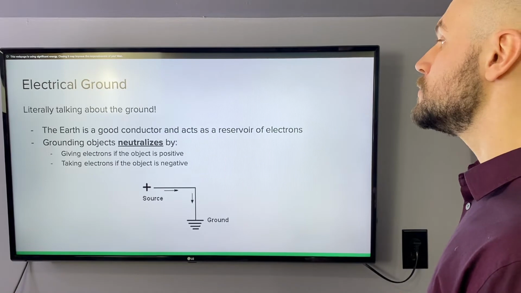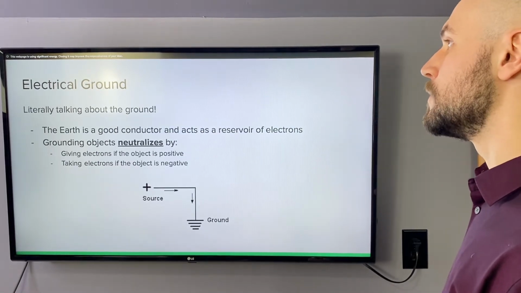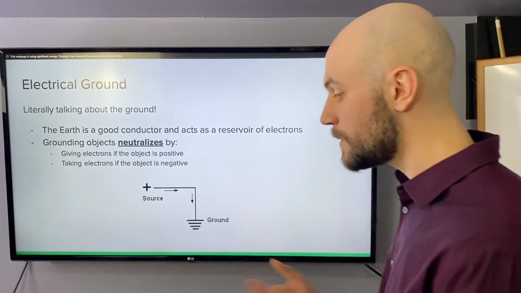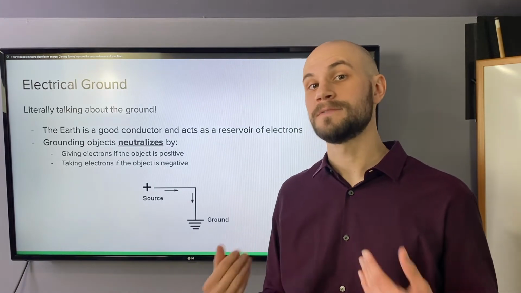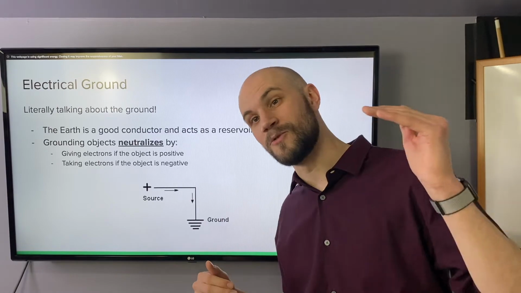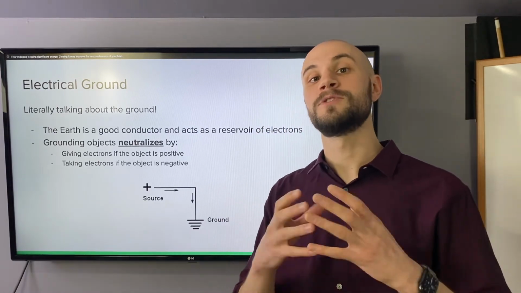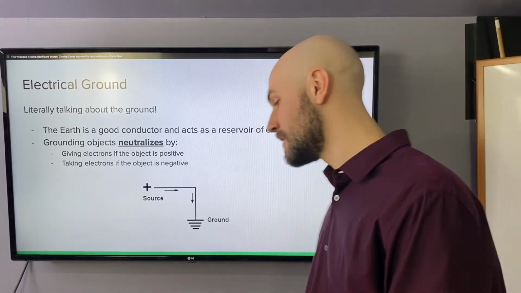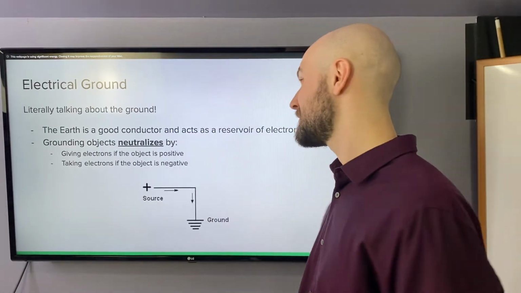So the ground is a useful tool for our electrical components. And that's why we have grounds inside of our outlets. So if there's any kind of surge, like I said, those extra charges, whether it's positive or negative, could either run into the ground or run out of the ground to neutralize things and keep our electrical devices safe.